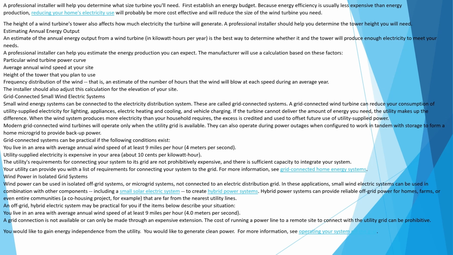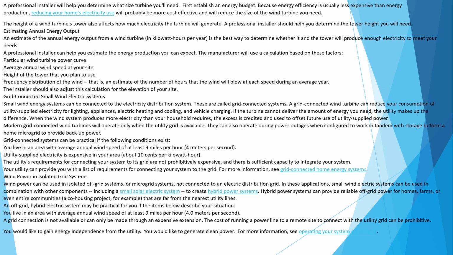The manufacturer will use a calculation based on these factors. Particular wind turbine power curve. Average annual wind speed at your site. Height of the tower that you plan to use. Frequency distribution of the wind, that is, an estimate of the number of hours that the wind will blow at each speed during an average year. The installer should also adjust this calculation for the elevation of your site.